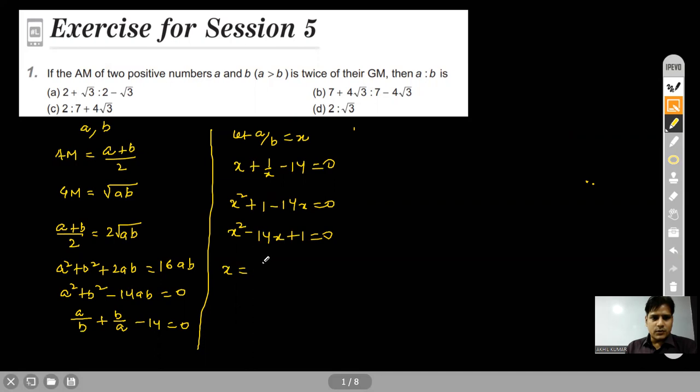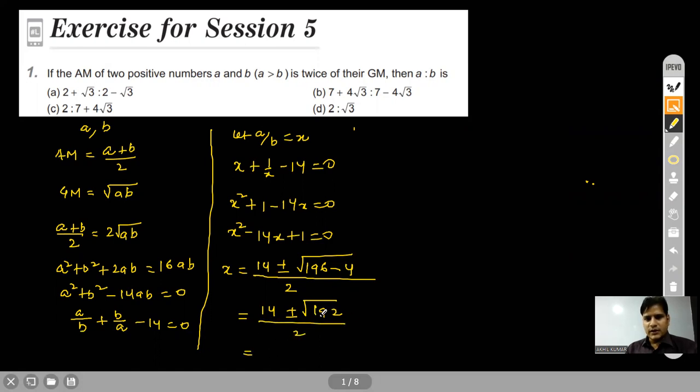So x is equal to minus b, which means 14, plus minus under root b square. 14 squared is nothing but 196 minus 4ac. a and c are 1, so it will be 4 only, upon 2a. Right, so it will become 14 plus minus under root of 192, upon 2. So under root of 192 will be 64 into 3. So 8 will come outside of the root and root 3 will be as it is. So x, this divided by 2.